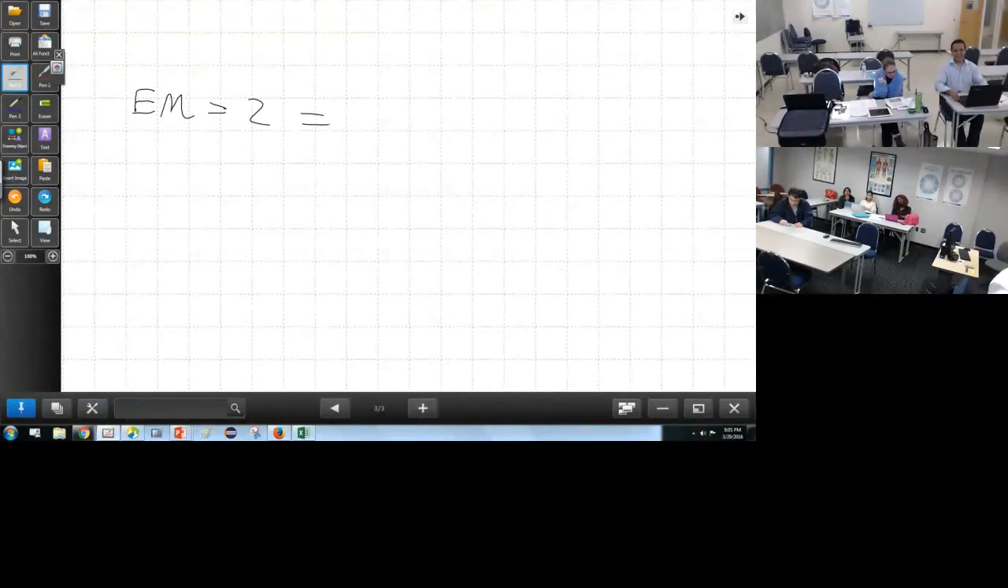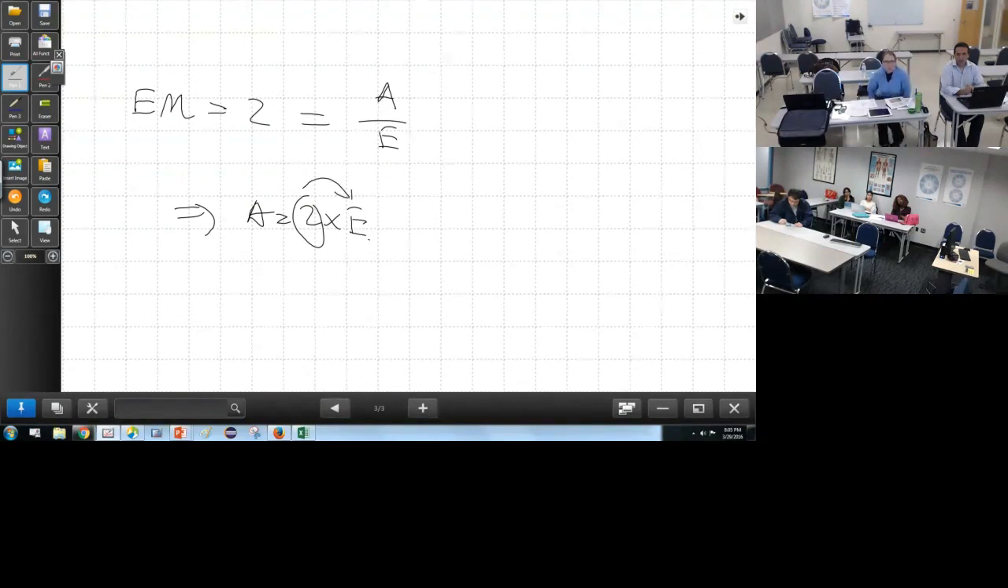Or in other words, let's put it this way. Equity multiplier, let's suppose that is 2. And we know that equity multiplier is equal to assets divided by equity. Right? You can rearrange this equation, which means that assets are equal to 2 multiplied by equity. So this 2 is what we call the equity multiplier. When we multiply this 2 with equity, you get the assets. Make sense?